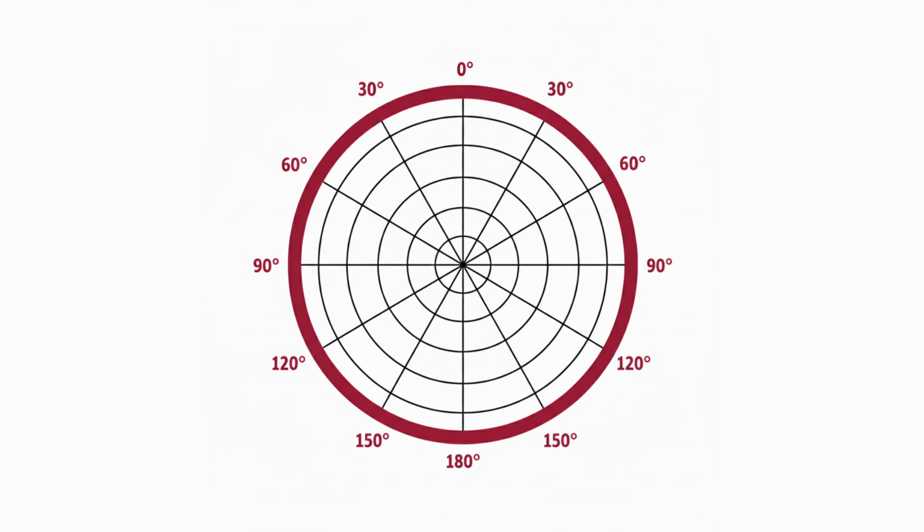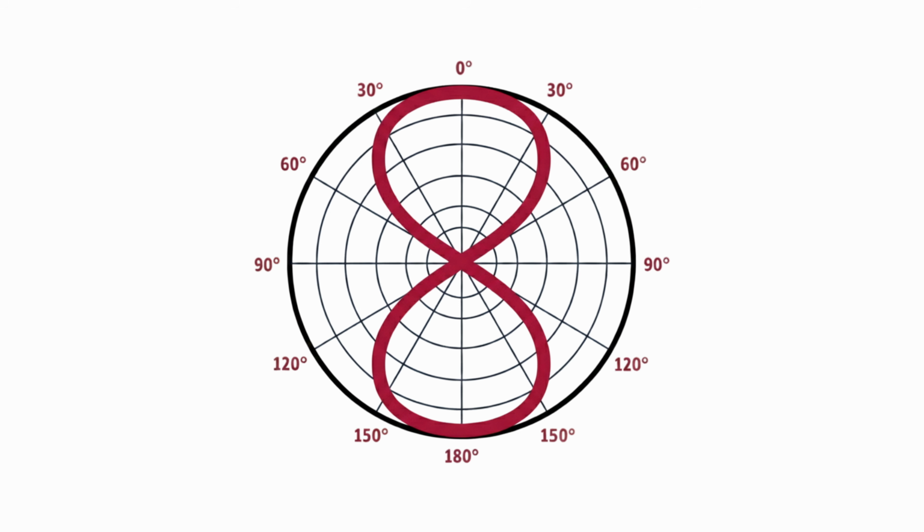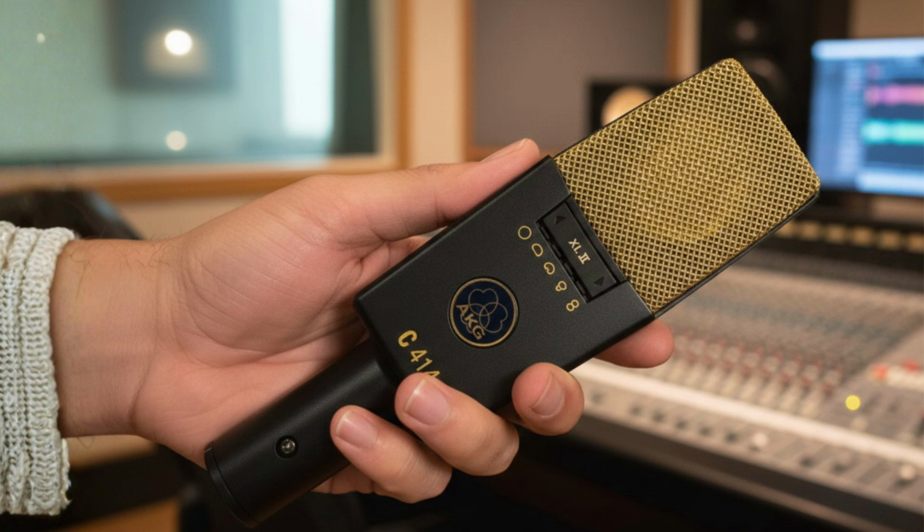You may also see other polar patterns. Omnidirectional microphones pick up sound equally from all directions. These can sound very natural, but they capture more of the room. Figure of 8 microphones pick up sound from the front and back but reject the sides. These are often used in controlled studio situations. Some microphones, such as the AKG 414, have a switch that lets you change between polar patterns. As a beginner, cardioid is usually the safest and easiest option. The other patterns can be used later once you understand the room and recording setup better.